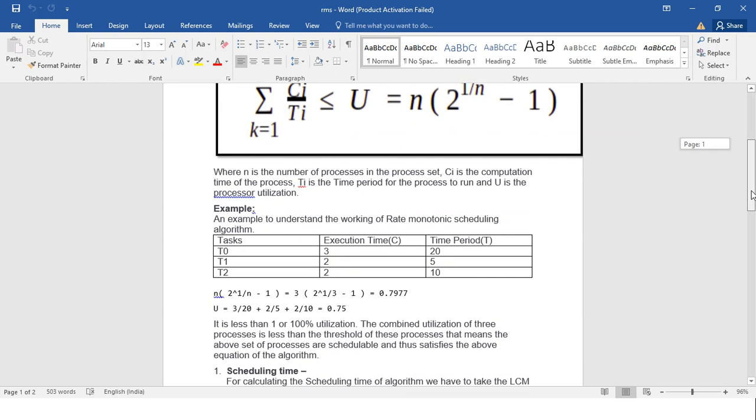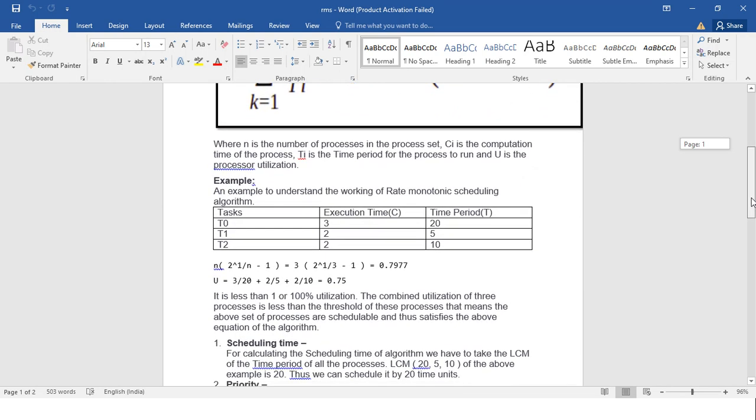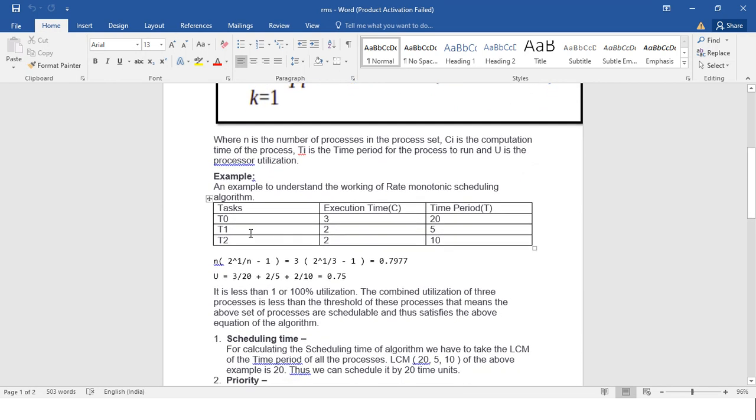So let us illustrate this with the help of an example. Suppose there are three tasks T0, T1, T2 with the following execution time and the time period. We calculate first the checking condition, which is coming out to be 0.79, and then the utilization factor, which is coming out to be 0.75. Since the utilization factor is less than the checking condition, our algorithm can schedule these processes.